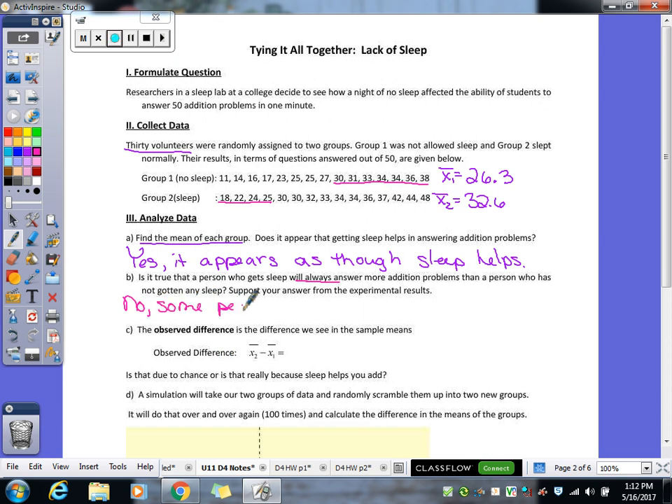Some people with no sleep did better than some who got sleep. So it was not always true. There were some instances where it was not true.